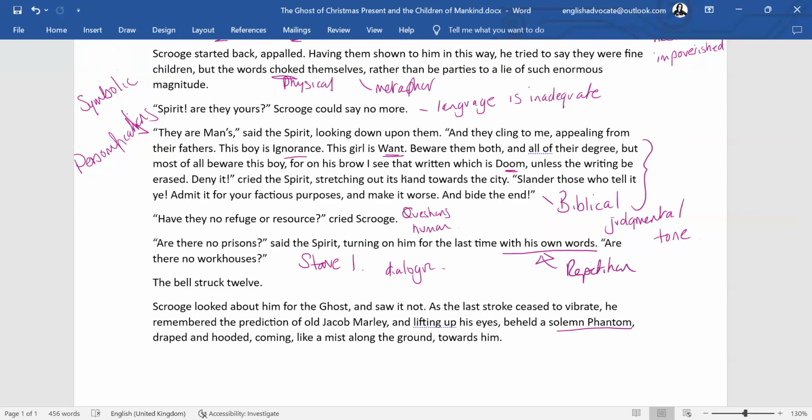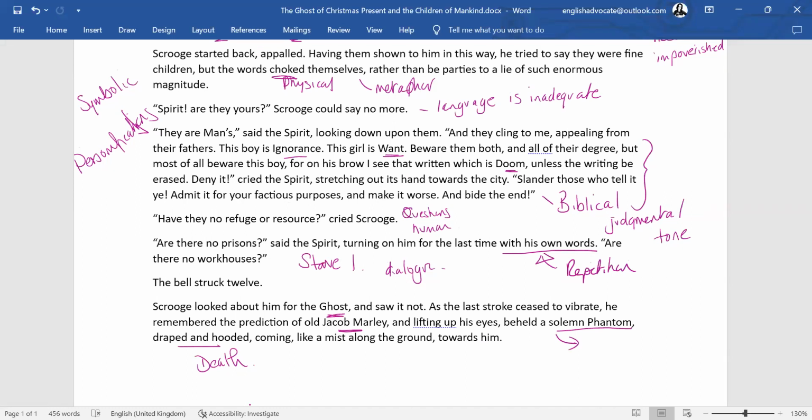And here we get the linking through the ghosts. The ghost of Christmas Present disappears because Christmas is finished. He remembers Marley. He remembers his own threat of being chained up for eternity. And he looks up to see the next ghost, a solemn phantom, who is actually, to all intents and purposes, dressed as the traditional depiction of death coming towards him.